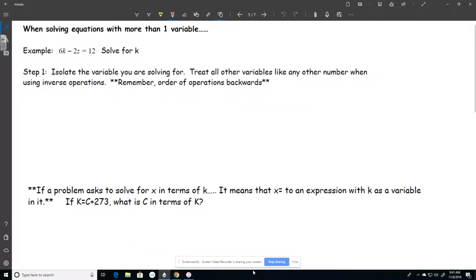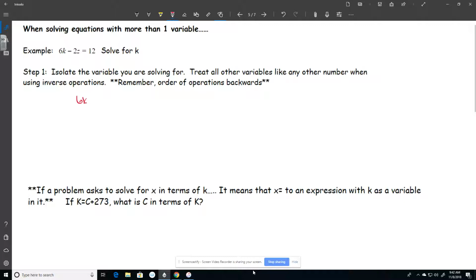What happens when we have more than one variable? What if I have 6k minus 2z equals 12, and it wants me to solve for k? What that means is I'm getting k by itself. Step 1 says we still isolate the variable. I still get k by itself. I'm going to treat all the other variables, this z, like it's any other number when I'm isolating my k.